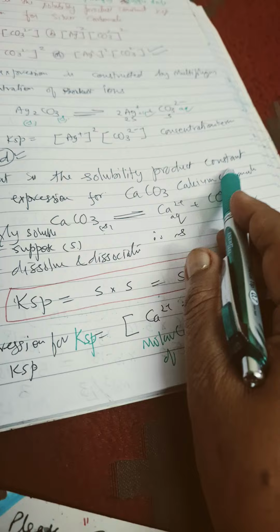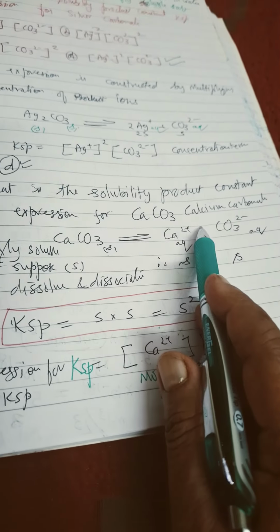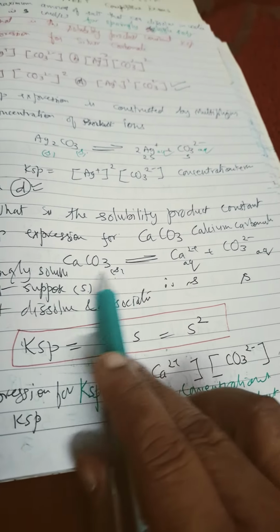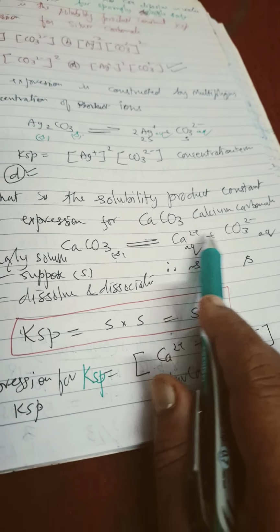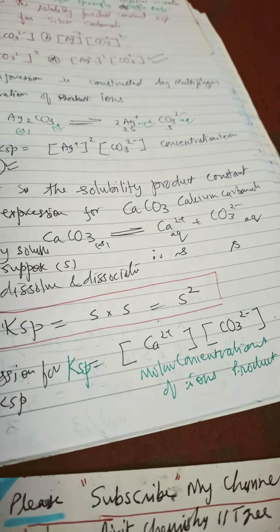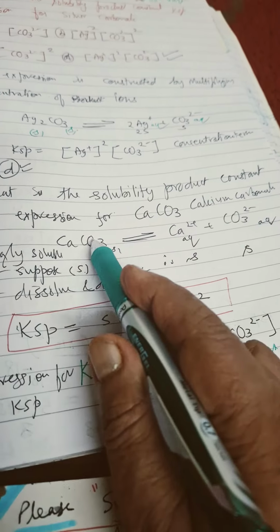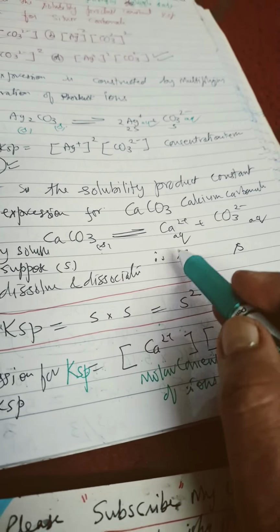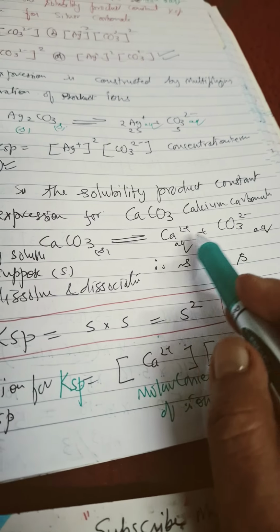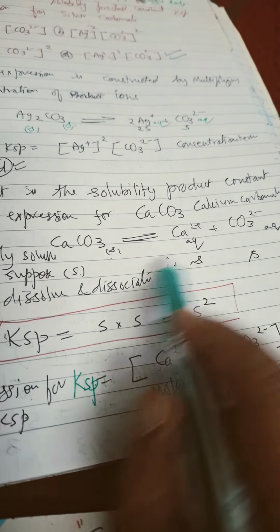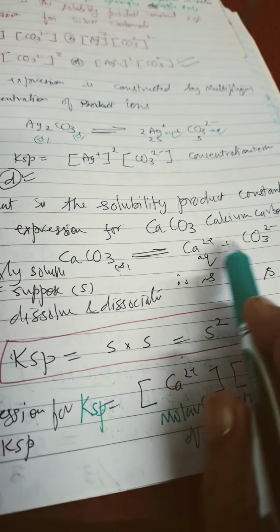What is the solubility product constant, Ksp expression for CaCO3? Again we will write down the ionic equilibrium equation. CaCO3 gives you Ca2 positive and CO3 2 negative, right? So the solubility of calcium carbonate is S, so we will get S of Ca2 positive and S of CO3 2 negative, because a 1:1:1 ratio is there. So if it is S, both of them are S.